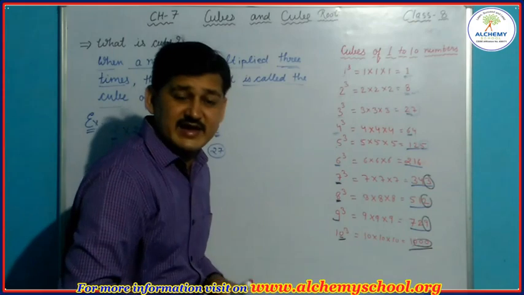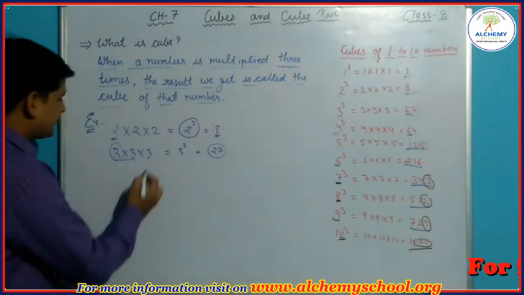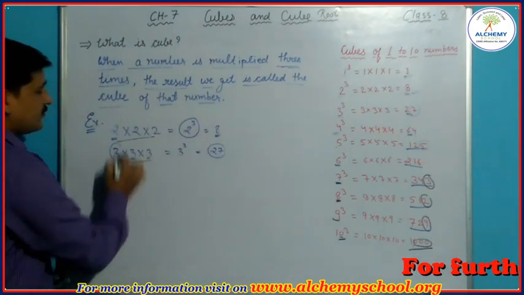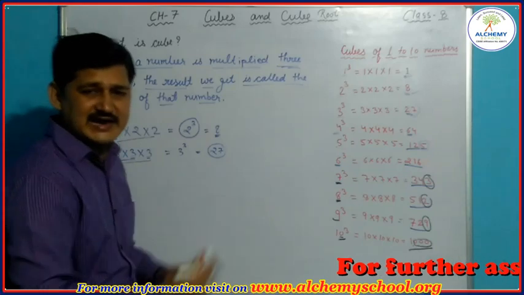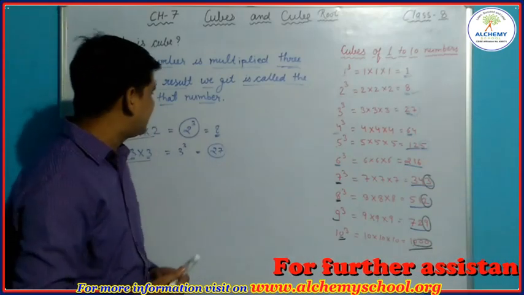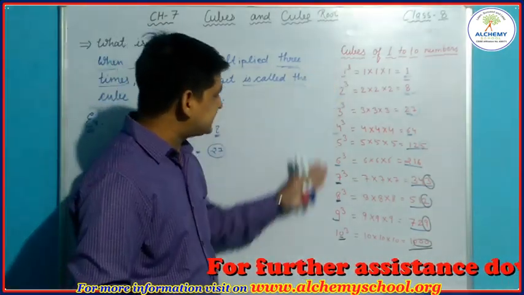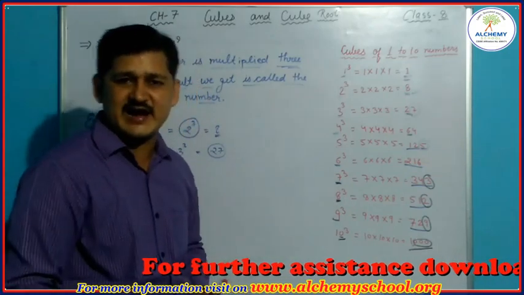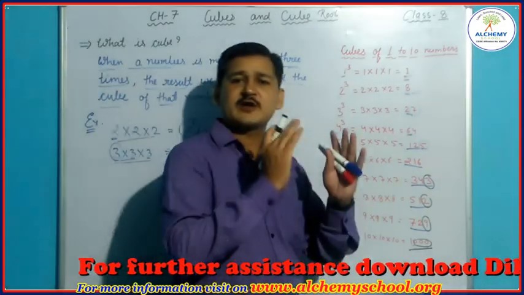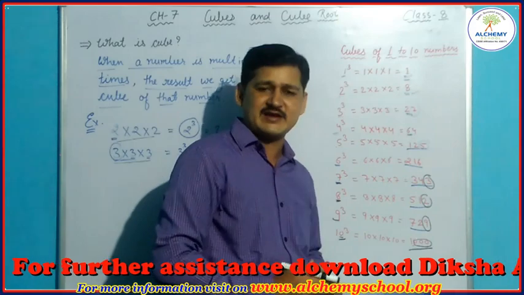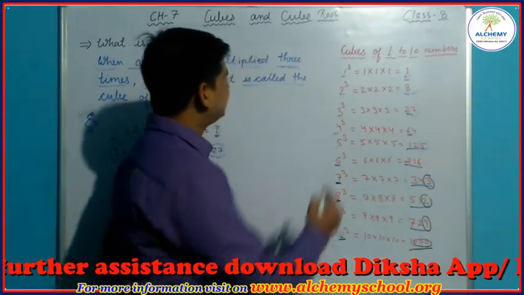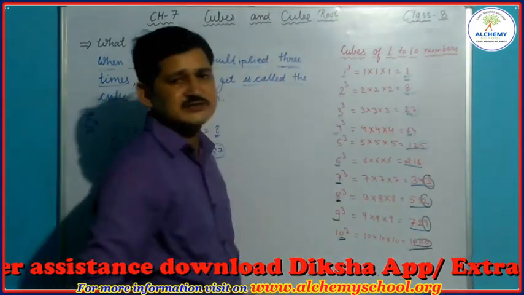So this is the way how we can find the cube of any number. We can multiply the number 3 times to find the cube of that number, and by observing these figures easily we can find the unit place of the cube of any given number by observing the unit place of that number.